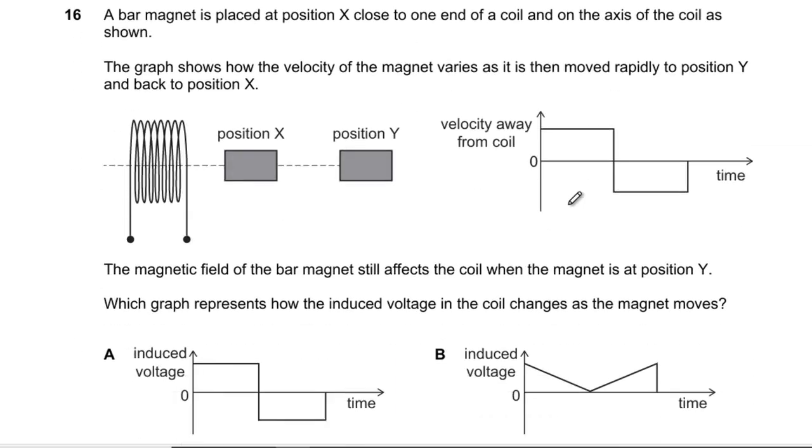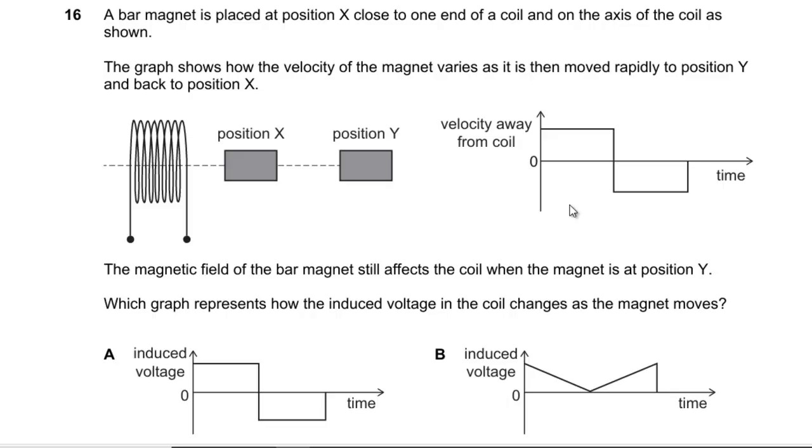16. Bar magnet is placed at position X close to one end of a coil on the axis of the coil as shown. Graph shows that the velocity of the magnet varies as it is moved rapidly to position Y and then back to position X. Okay. Magnetic field of the bar magnet still affects the coil when the magnet is at position Y. Which graph represents how the induced voltage in the coil changes as the magnet moves?